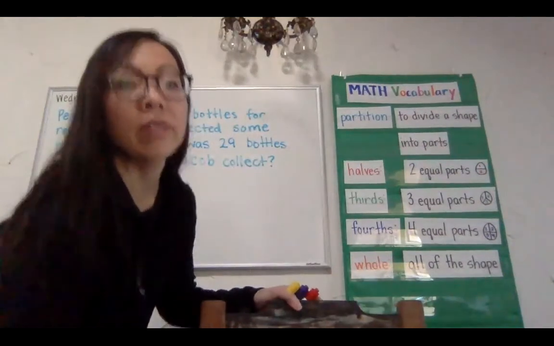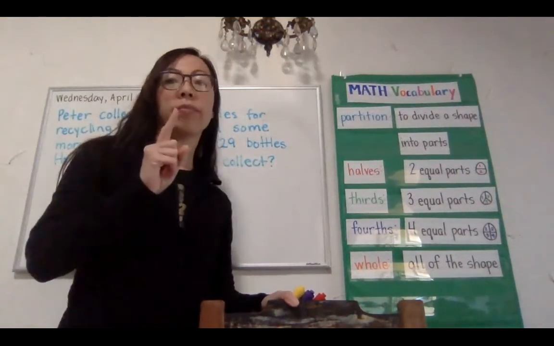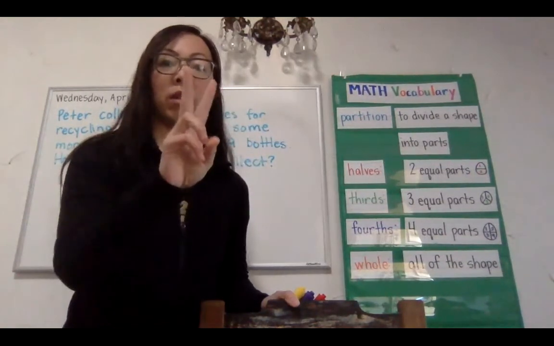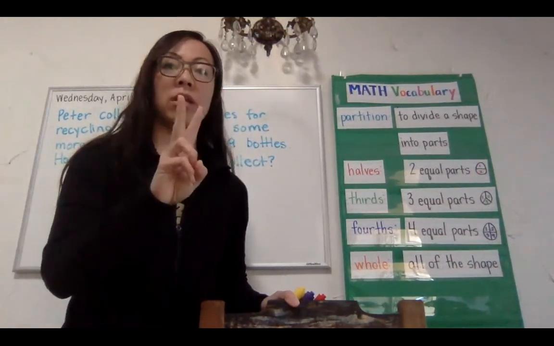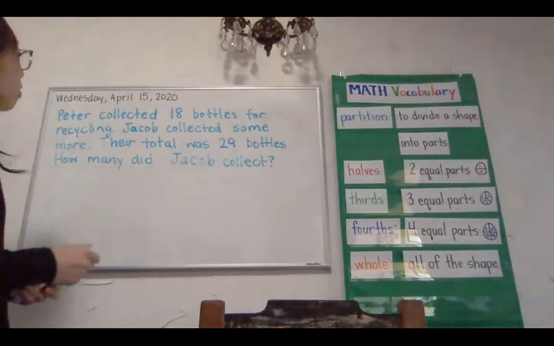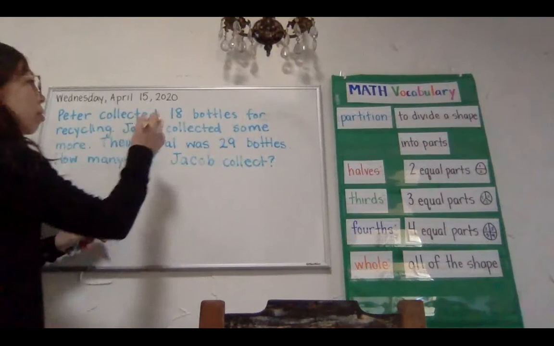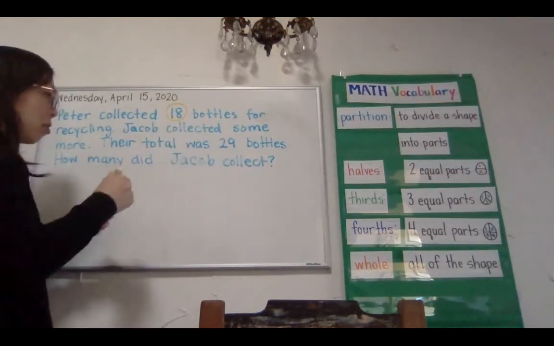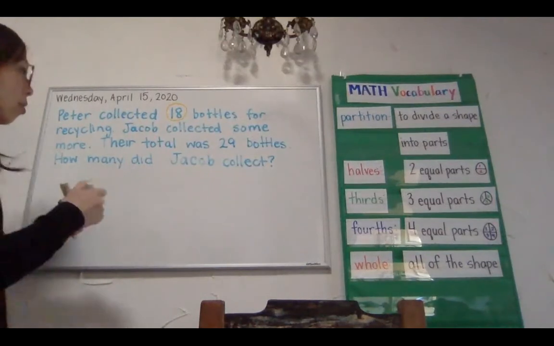Remember our job, first of all, we read it and we read it carefully. We want to think about what the story is telling us. Then second, we're going to look for keywords and numbers. Let's look at our keywords and numbers. Okay, so we know that Peter collected 18 bottles. So our first job is to look at what he collected, 18. So we see that he collected 18 bottles, so we write it in.